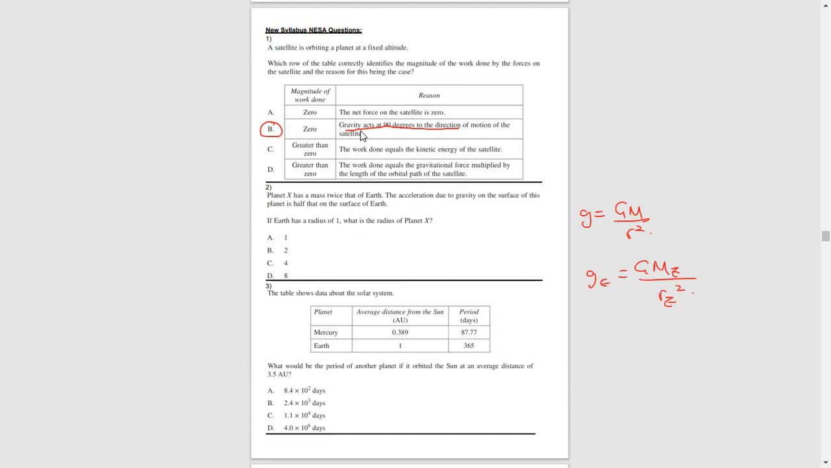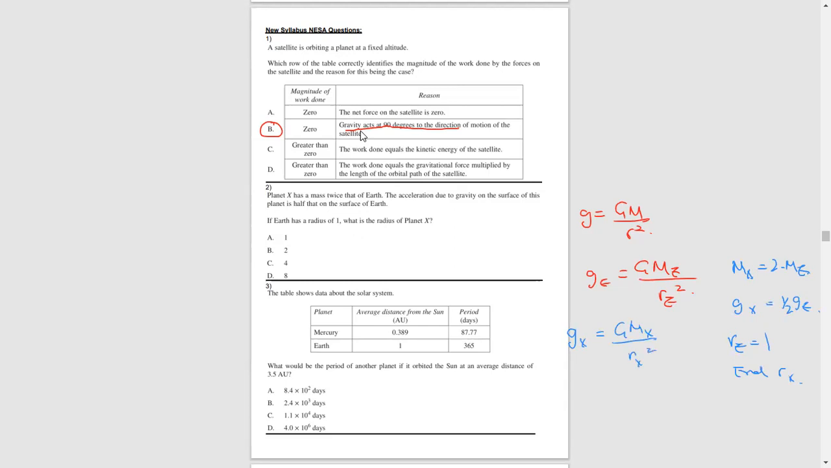Now, you're told planet X has a mass twice that of Earth, and the acceleration is half. So then you just stuff it in, basically. Mass of X equals 2 times Earth, and the g on X is half the g on Earth, and radius of Earth equals 1. Find radius of X. All right, well, we know that g of X equals G mass of X over radius of X all squared. That's pretty clear.